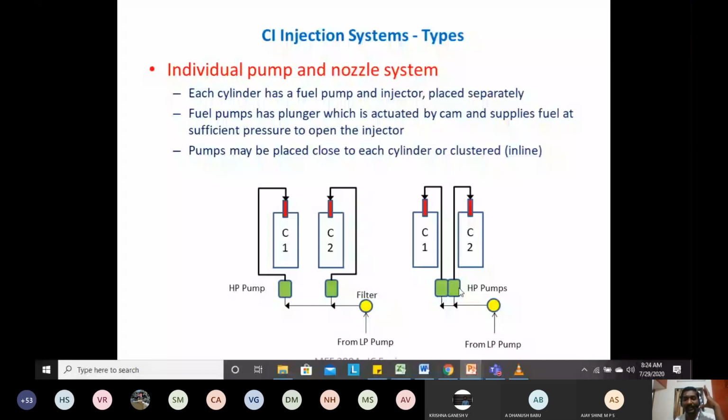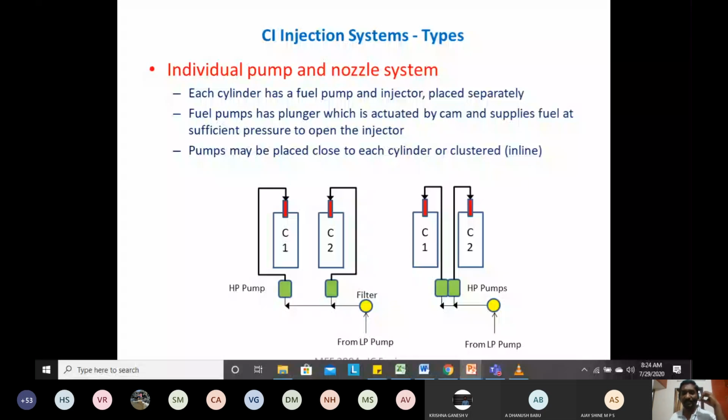The fuel from the fuel supply pump, which is at a lower pressure, passes through the fuel oil filter and comes to the high pressure pump. From the pump, it goes to the individual injectors present in each and every cylinder of the engine. Okay, so this is the individual pump and nozzle system.